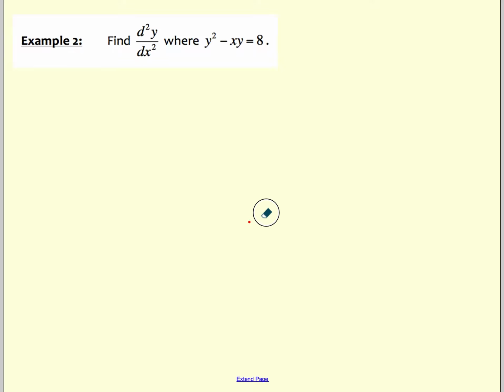All right, example 2 says, find d squared y over dx squared. What this is telling us to do is find the second derivative. It's an equivalent notation to y double prime. So just so you guys know, they mean the same thing. Where y squared minus x times y equals 8.